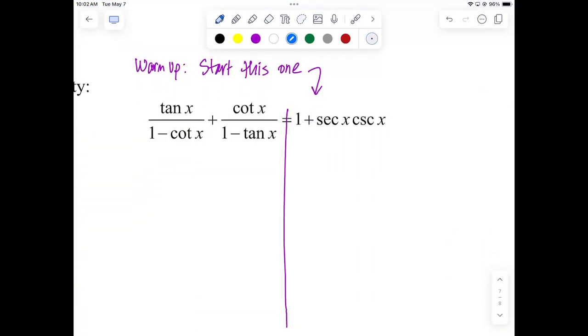Hey, that's not a bad idea. That's what came up next. Someone said, Mr. Korpi, what if we just jump to the other side? And I was like, okay. So when I jumped to the other side, I got secant times cosecant.